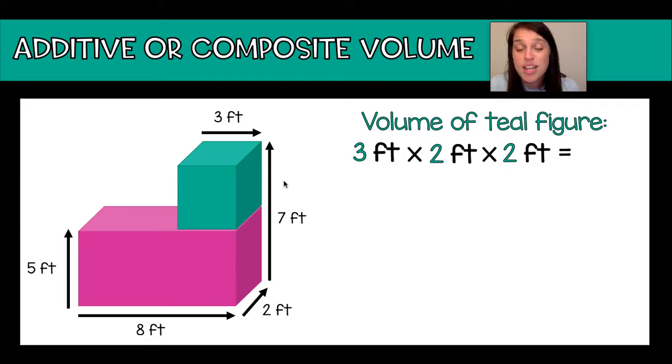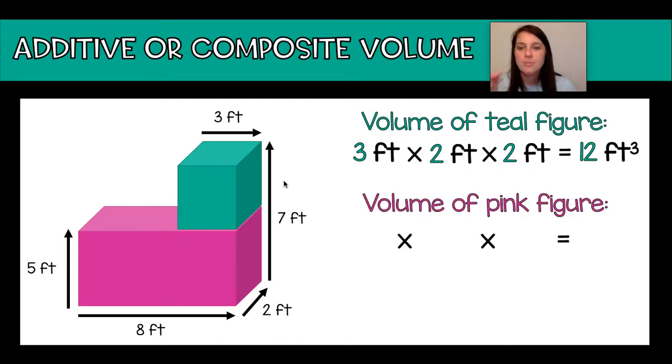Now, this gets tricky because down below, the pink figure has a 2 there. So how do I know the teal figure also has a width of 2? That's because they line up perfectly in their width. It fits total from front to back. They're completely equal. So I'm going to go ahead and multiply these together to get a total volume of 12 cubic feet.